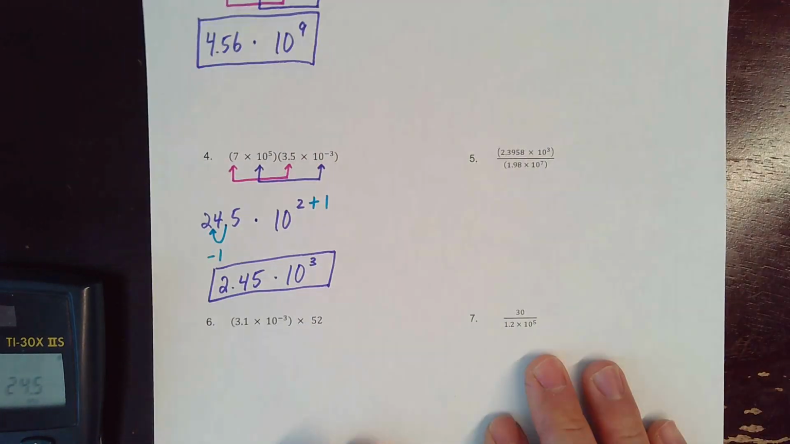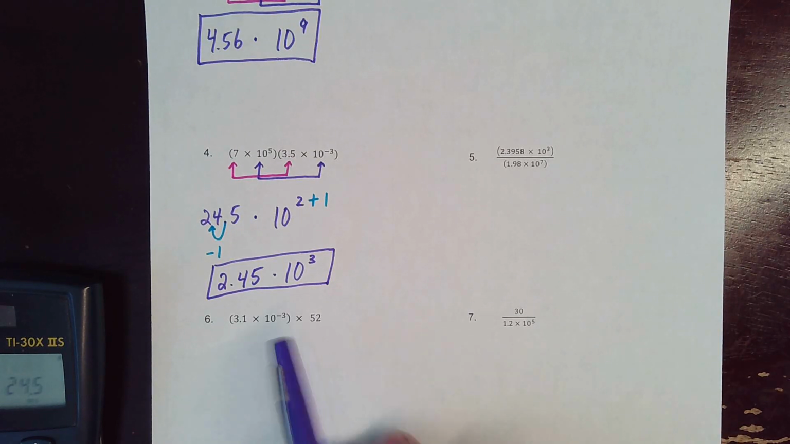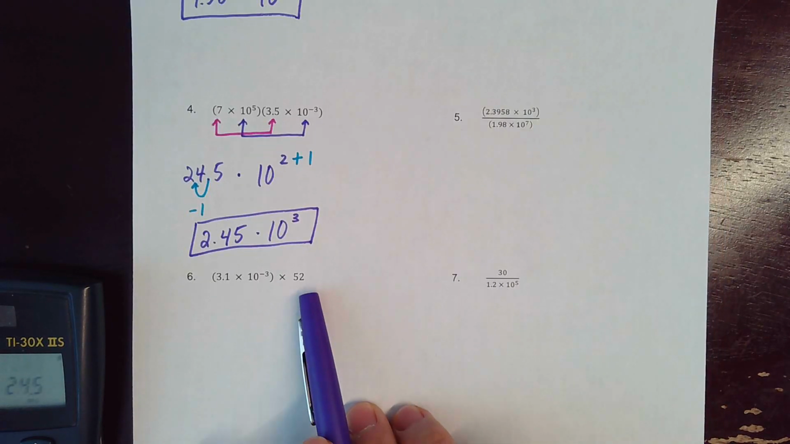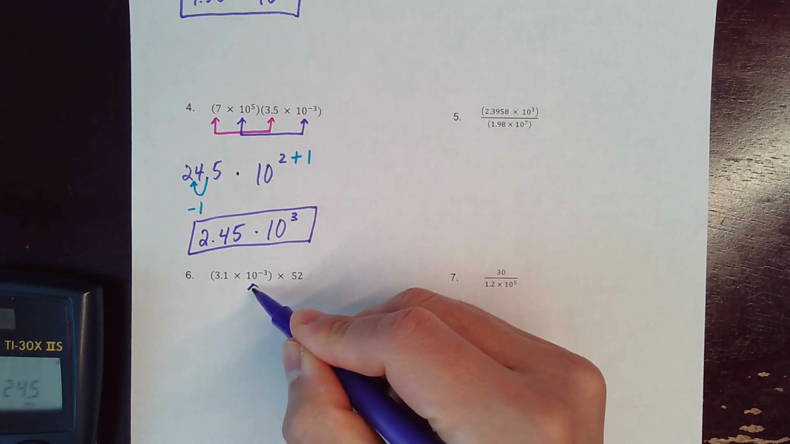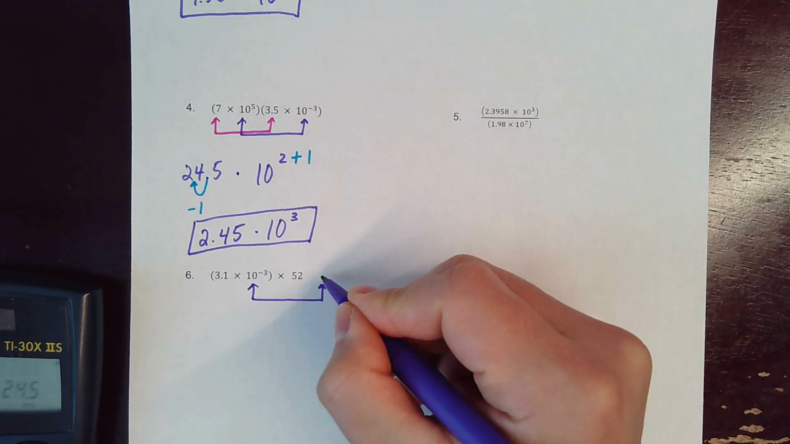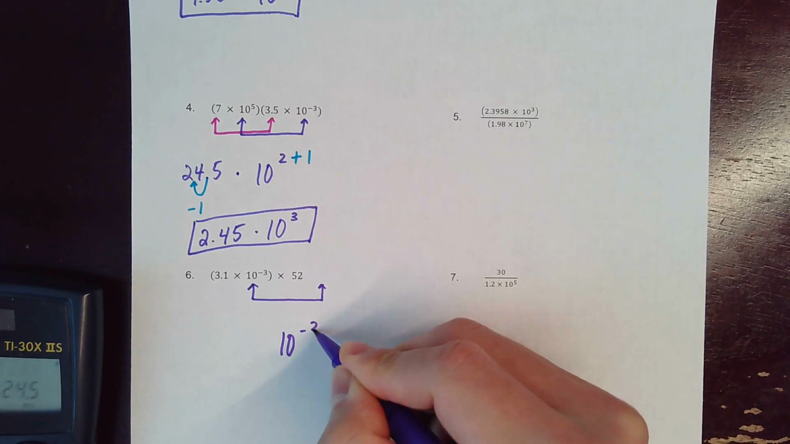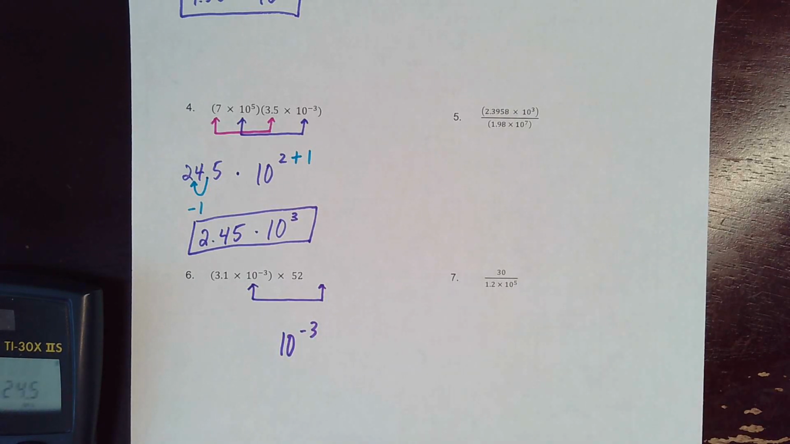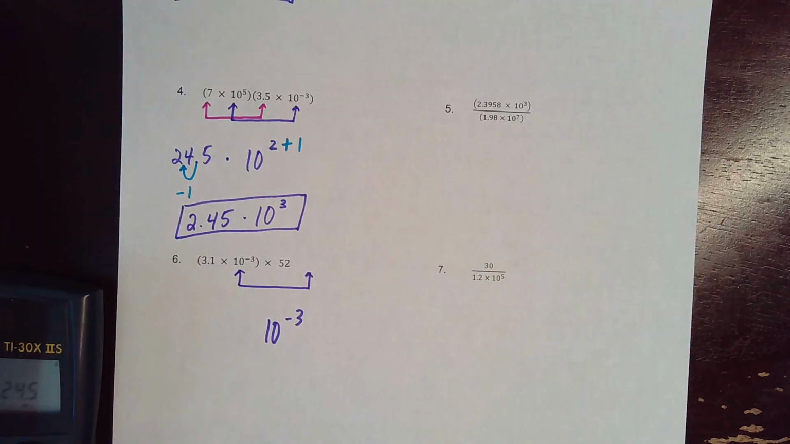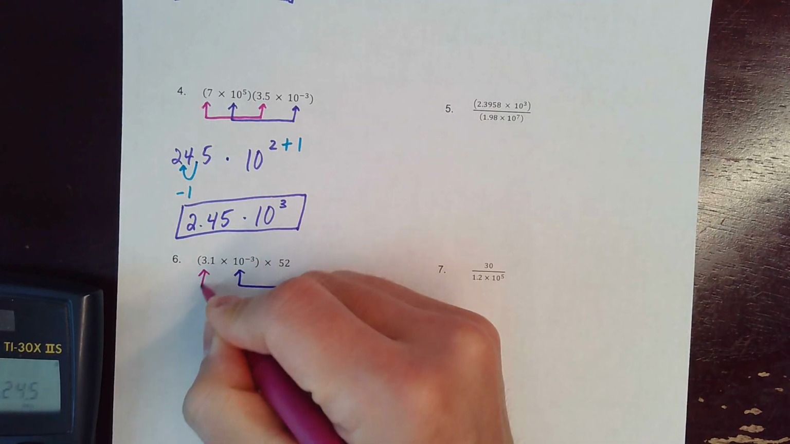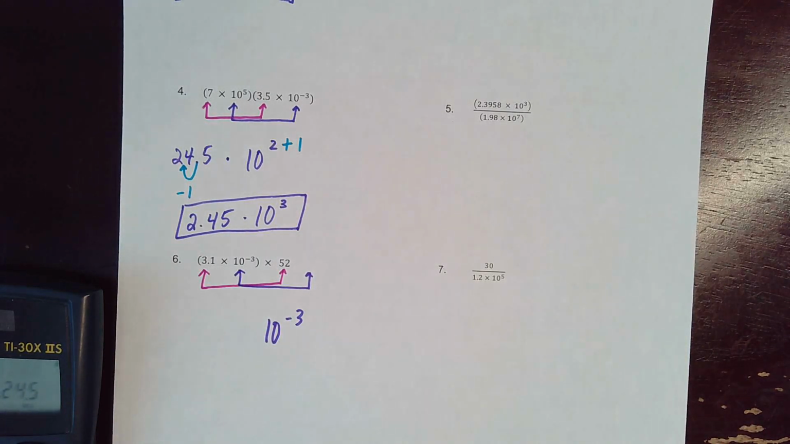Yeah, so let's try number 6. So 6, first of all, this number 52 is not even in scientific notation. So if I try to pair 10 negative 3 with anything, it will just be 10 negative 3, right? There's nothing to combine with 10 negative 3. We do know that in scientific notation, you always have a number times 10 of something. So the next thing I'm going to do is just simply calculate 3.1 times 52.